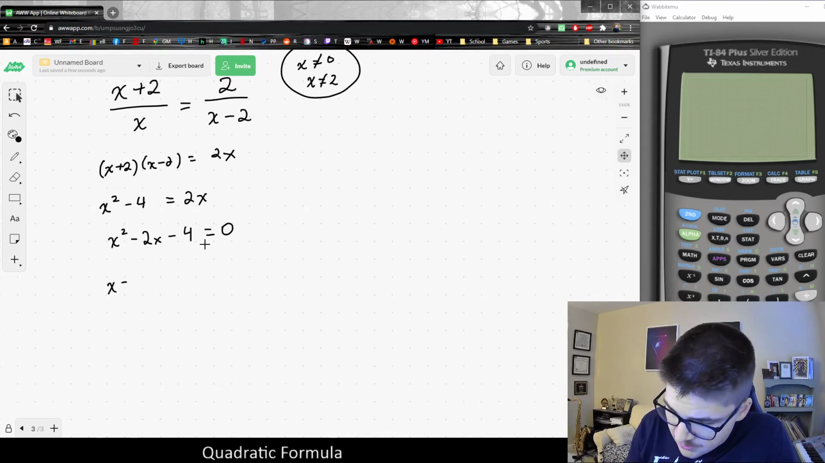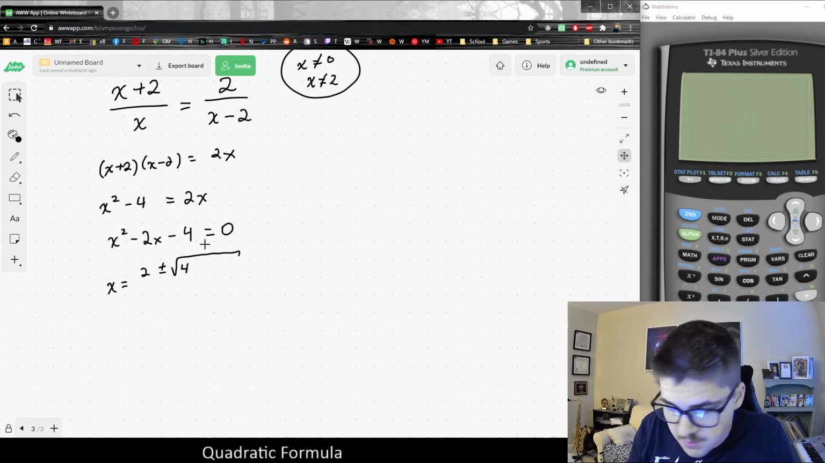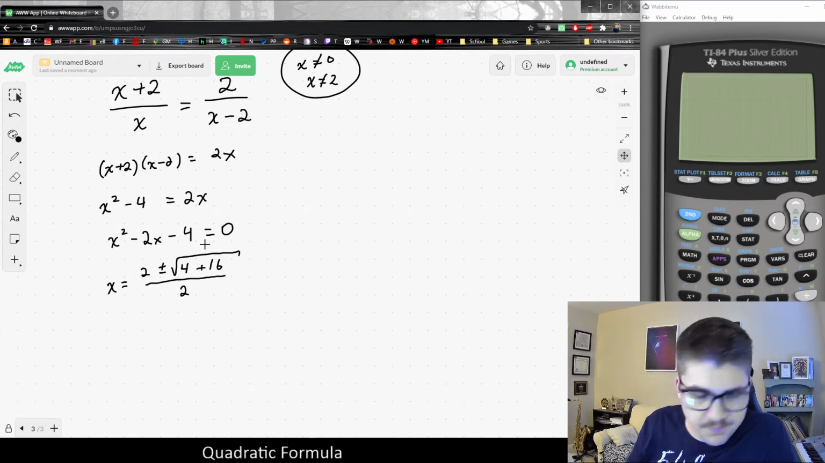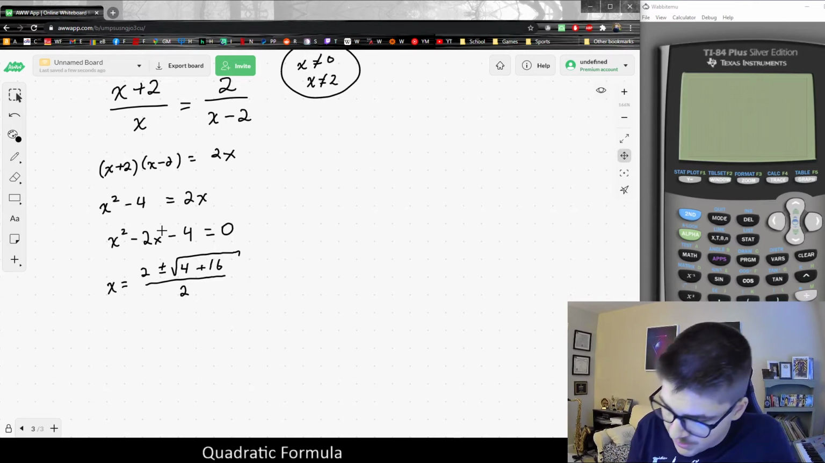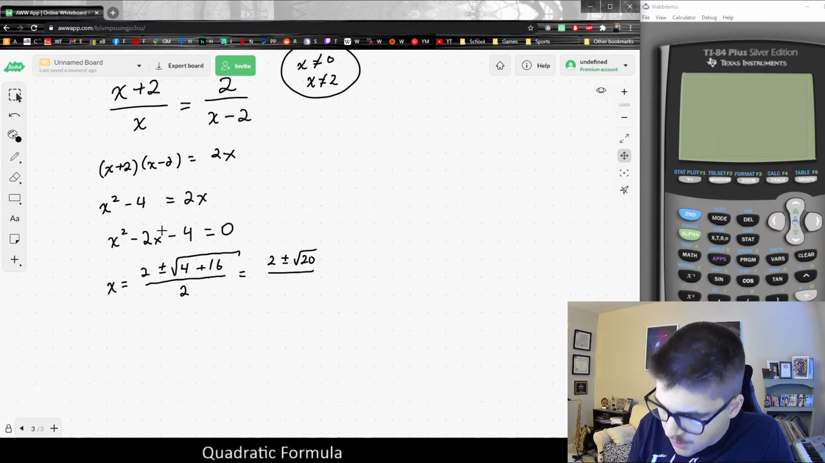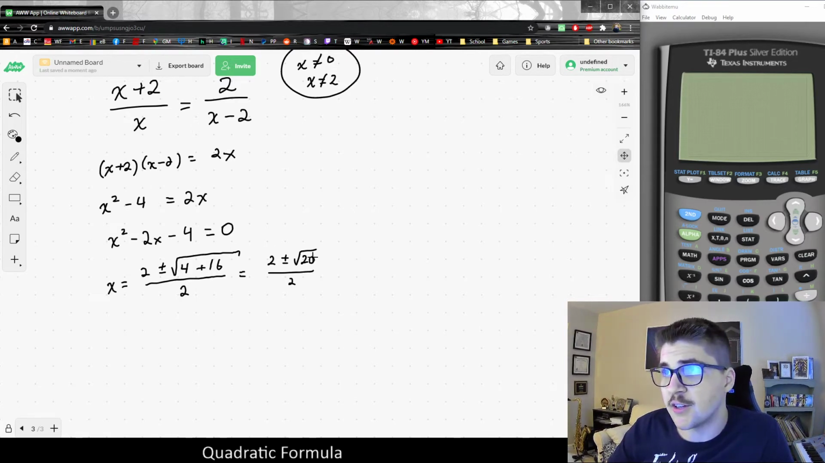So x is equal to negative b, which is 2, plus or minus the square root of b squared, which is 4, minus 4 times 1 times negative 4, which is plus 16, all divided by 2a, which is 2. So here, the discriminant is positive, so the solutions will be real, but it is not a perfect square. It is 20. And remember, you can't take the square root of individual components. You have to add them together before, and that will make, of course, 20, which, as I said, is not a perfect square.